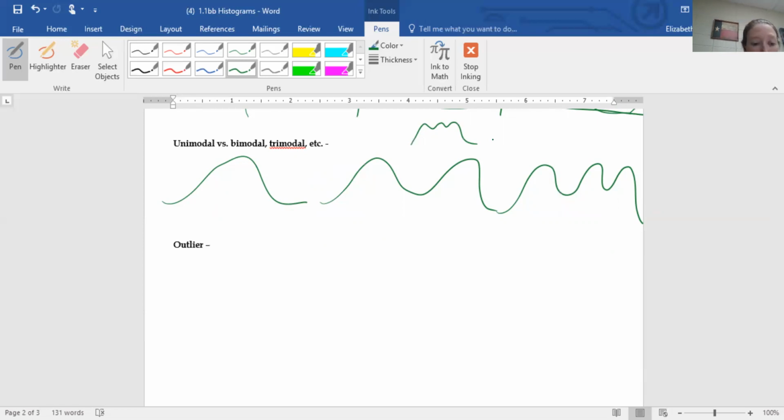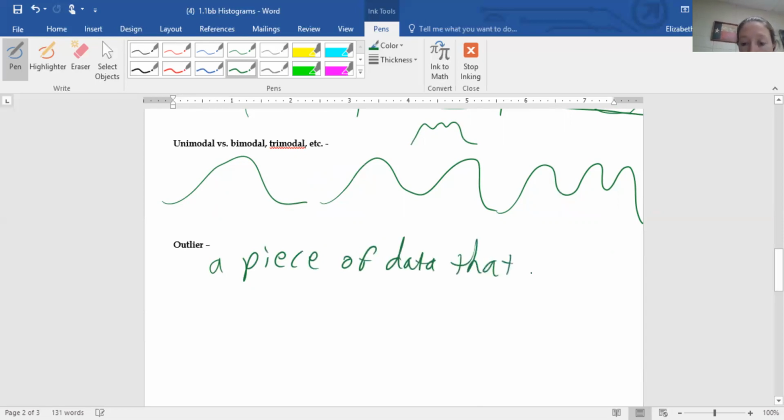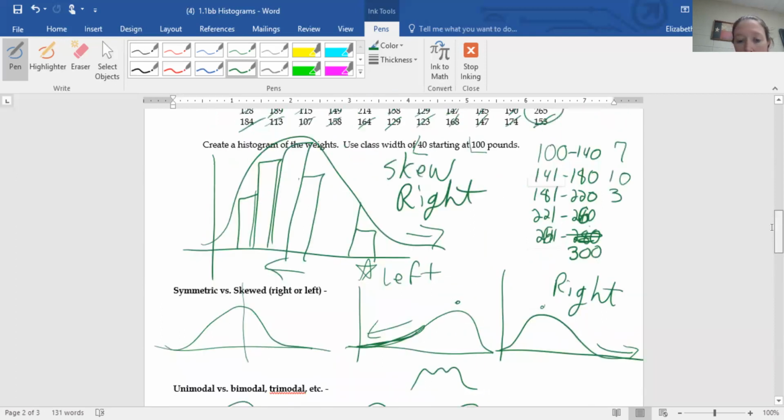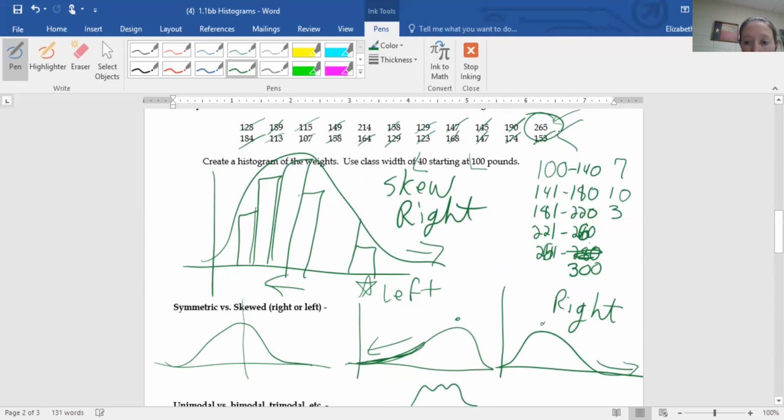All right, an outlier, we've talked about this previously. An outlier is a piece of data that falls outside the trend. Going back up to our weights histogram, we have this one piece of information right here, this 265. Given that they told us these were students, I'm guessing this is a football player because he's much larger than the rest of them. So this is an outlier.